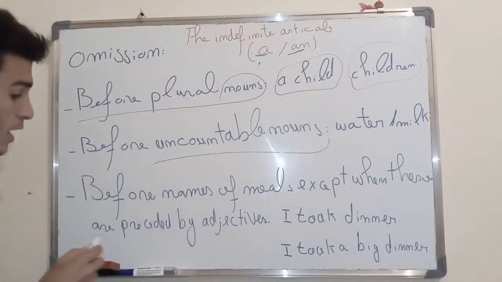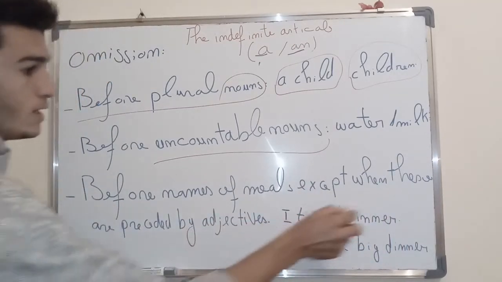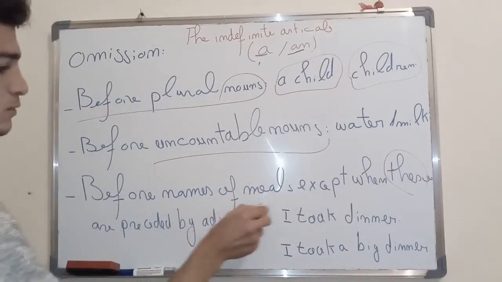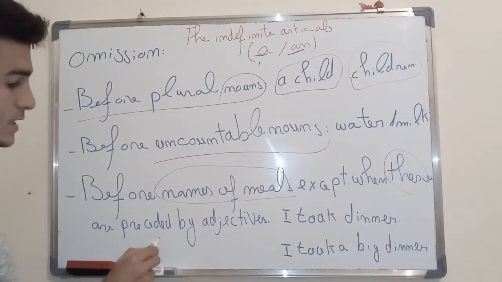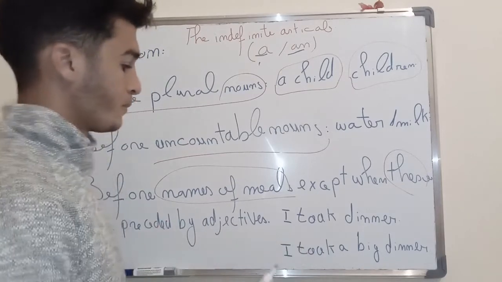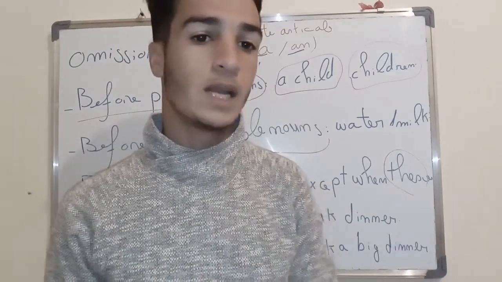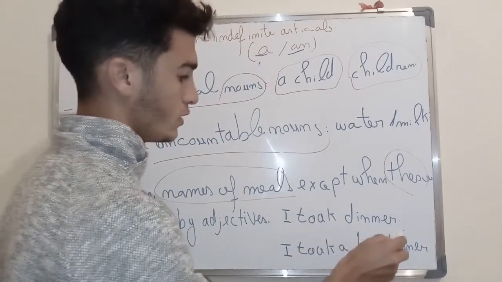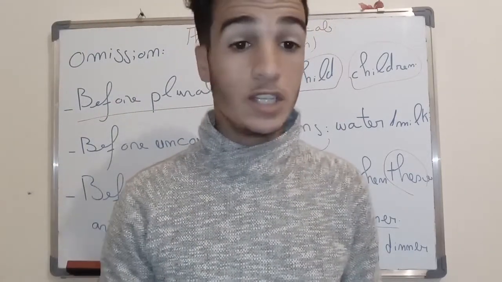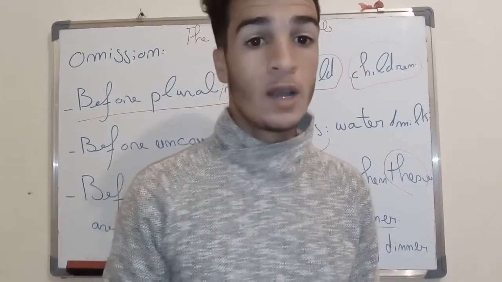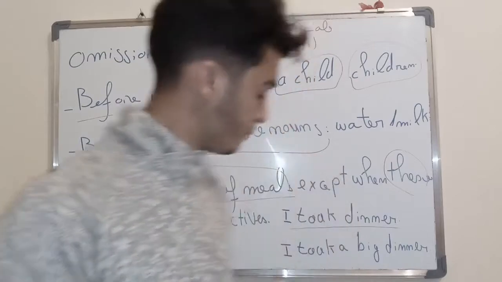Okay? The last case is before names of meals, except when these names of meals are preceded by adjectives. So we don't use an indefinite article before a name of a meal, like in here, I took dinner. We don't say I took a dinner, or I had a dinner, or a breakfast, or a supper, but we say I took dinner directly.